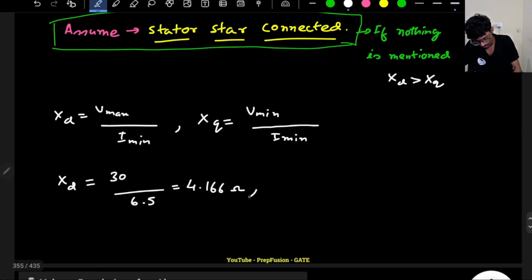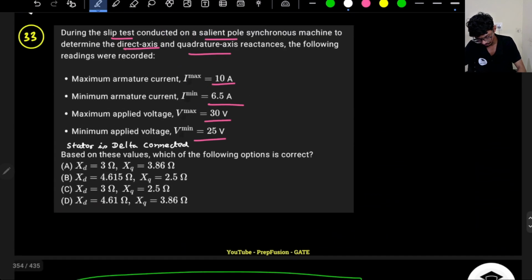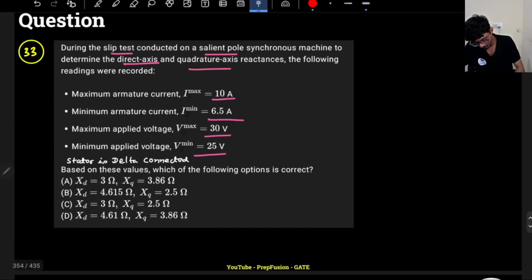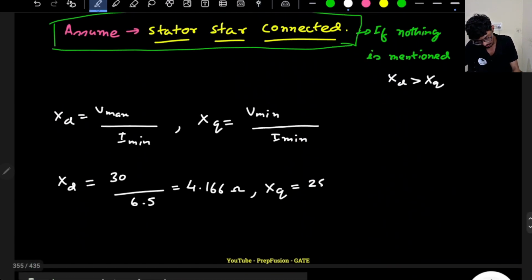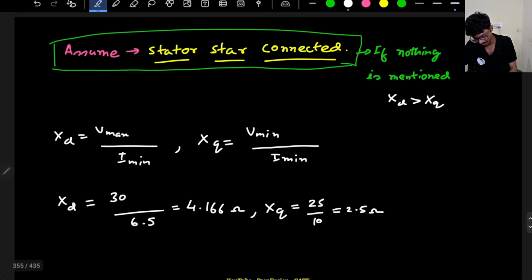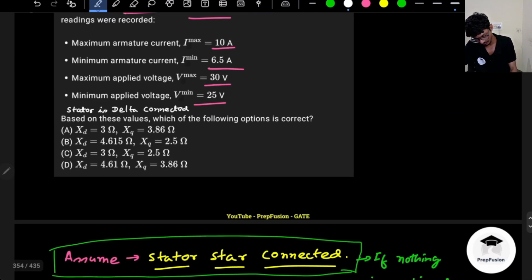And Xq equals V minimum by I maximum. V minimum is 25, I maximum is 10, so it will be 25 divided by 10, which is 2.5 ohms. This will be my Xq. So Xq is 2.5 and Xd is 4.615. Option B will be the correct answer for this question.